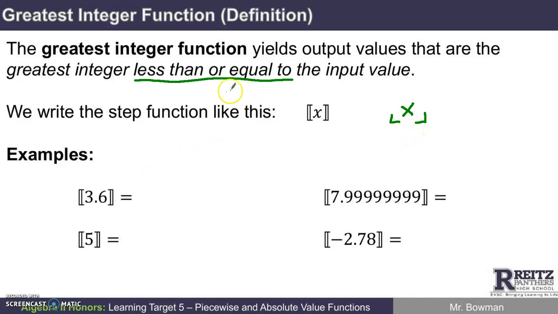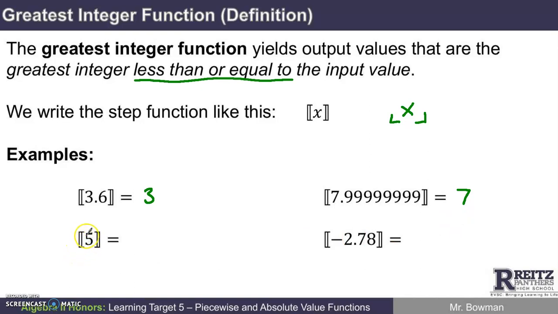So here's some examples of the greatest integer function. We need to find the greatest integer function output value for 3.6. So what this function will give back to you is the greatest integer. The integers are the counting numbers and their opposites. That's less than this number. It's 3. Right? What's the integer that's the biggest one that's less than this number? It's 3. Here's 7.9999999. What's the biggest integer that's less than that? It's not 8, right? It's 7. Good.